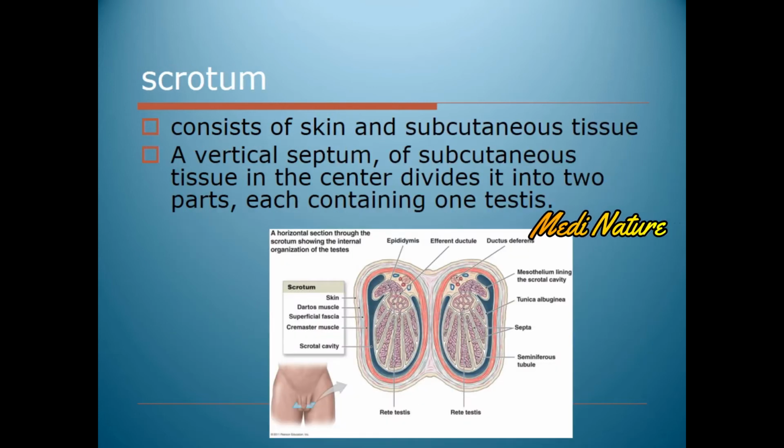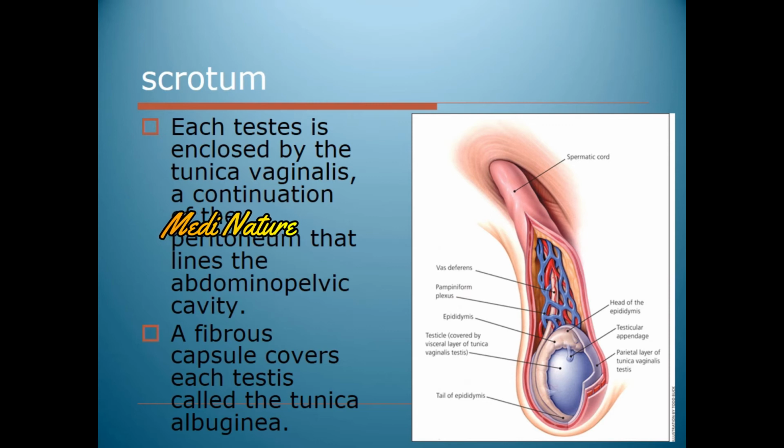Now let's see about the scrotum. It is a part of the external genitalia of the male reproductive system. The scrotum consists of skin and subcutaneous tissue. There is a vertical septum of subcutaneous tissue which divides the scrotum into right and left parts. Each part contains one testis. The scrotum is connected with the abdominopelvic cavity through a specific tube called the spermatic cord.